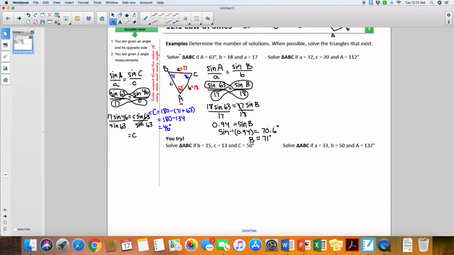All right, and so then I will press my division sign, and then I will have sine of 63 at the bottom. And then I will press enter, and you would get c is approximately 13.7. All right, and so I have found little c. I have found angle C, and I have found angle B. All right, and I have solved the triangle because I found all the missing pieces.